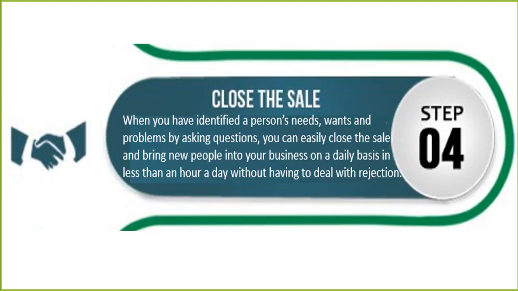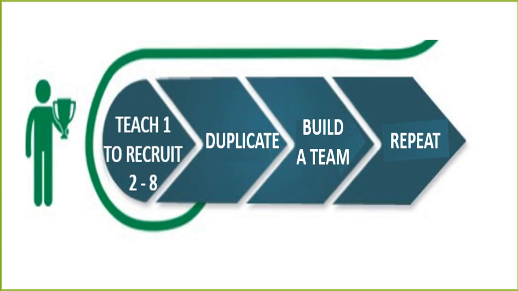And then here we go. Once you bring someone into your business, you teach them to recruit. Anywhere from 2 to 4 to 6 to 8 people. It depends on what your compensation plan is. You teach them to recruit, and then in the process, they learn how the process duplicates. The duplication will enable you to build a team fast, and then you repeat the process by bringing somebody else in the business and teaching them to recruit.